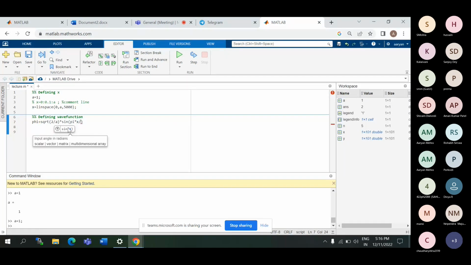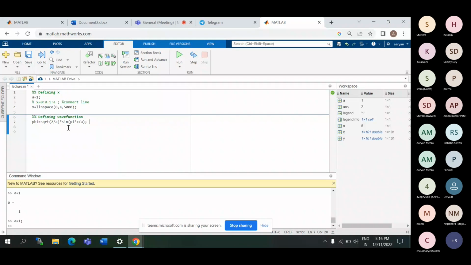For now, we haven't considered n. So for now, forget about n. We will include n later on. Currently, we are only looking at the ground state wave function, to begin with, then we will include the n also. So pi x by a. So this function is there. So you have defined the wave function also.